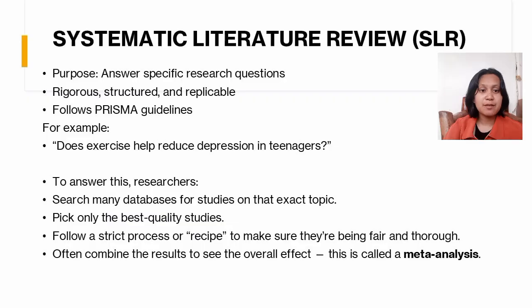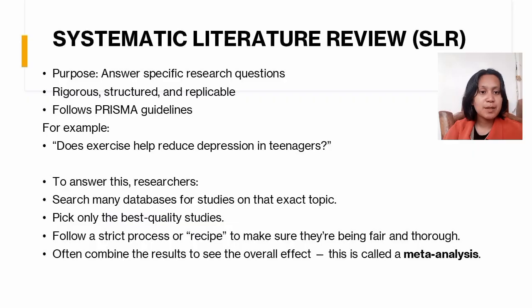Next would be to follow a strict process or recipe to make sure they are being fair and thorough. This process is predetermined and carefully designed to minimize bias. It involves specific steps for searching, selecting, and analyzing studies so that the review can be repeated and trusted.